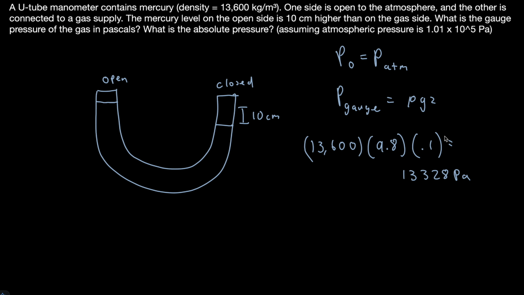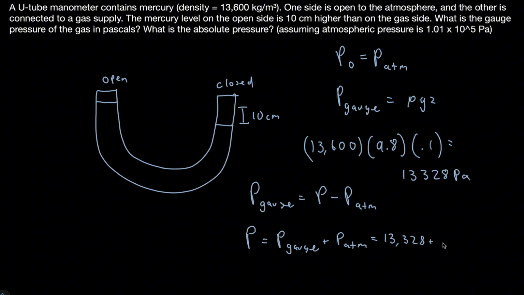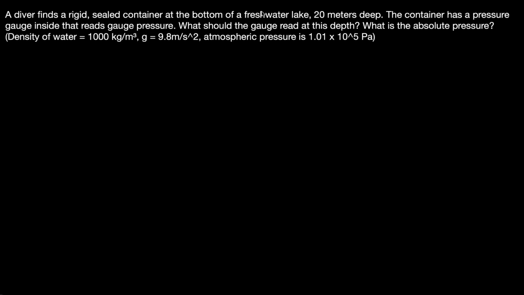Well, how are we going to find the absolute pressure? Well, we know our equation, which is our gauge pressure equals absolute pressure minus atmospheric pressure. So let's say that we wanted to find our absolute pressure. Well, we would just have to plug in our numbers and isolate for our absolute pressure. So when we isolate for this variable, it's going to be absolute pressure equals gauge pressure plus atmospheric pressure, which is just going to be 13,328 plus 101,000, and this is going to end up being 114,328 pascals.